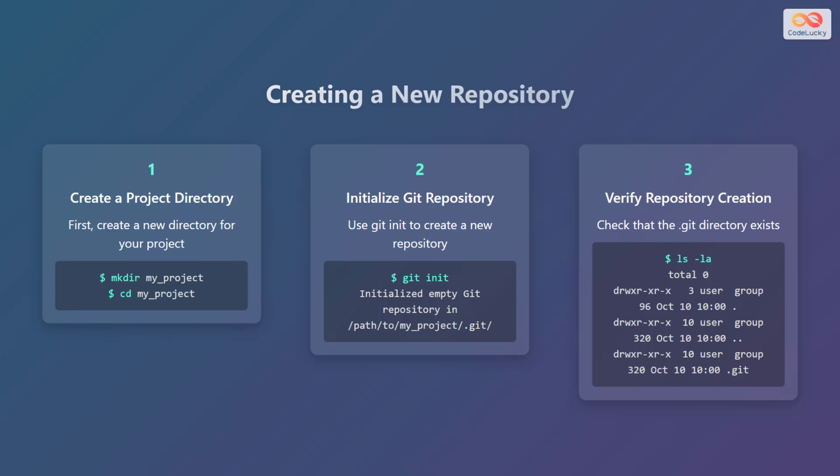Step 2. Initialize Git repository. Inside your project directory, use the command git init to create a new Git repository. This command sets up all the necessary infrastructure for Git to start tracking your changes. Step 3. Verify repository creation. Check that the .git directory exists within your project directory. This hidden directory is where Git stores all the information about your repository.